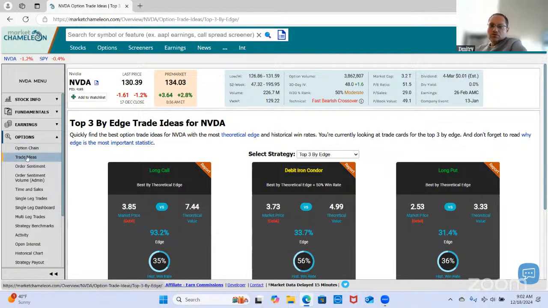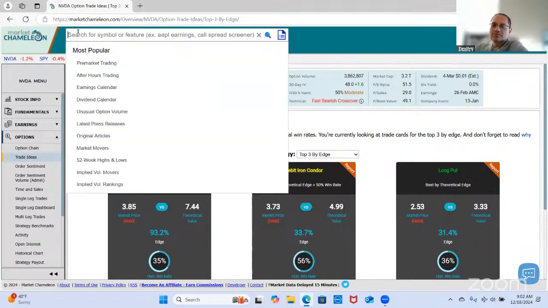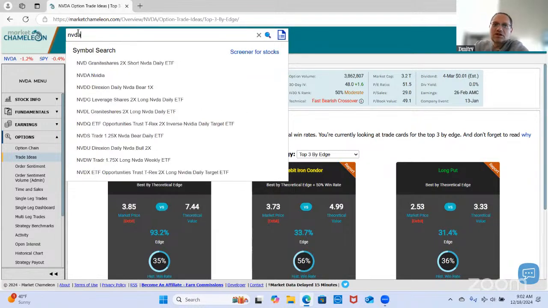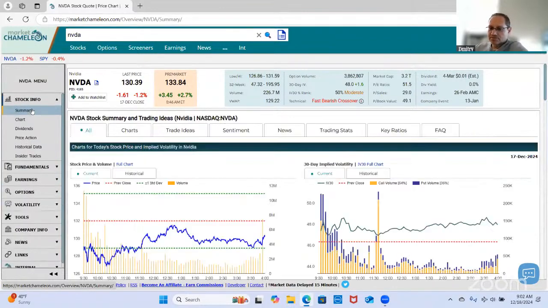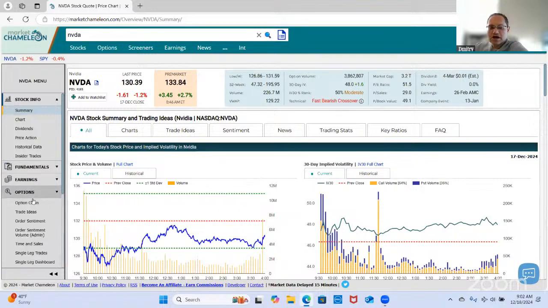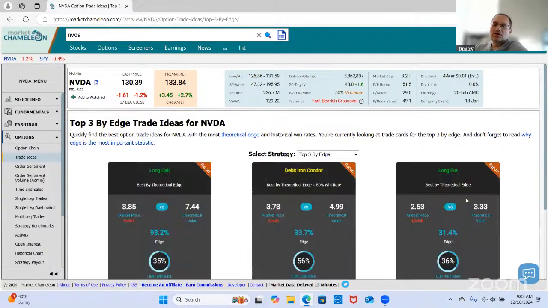And quickly, to get to this tool, if you put the symbol into your search up top, we'll do NVIDIA. If you press enter, you'll come to the summary page over here. And then on the left-hand side, you'll see a menu. You click on options, trade ideas, and you'll come to this page, which presents you with these option trade idea cards with some information and analytics statistics to get you started, if you're interested in this particular type of option strategy.